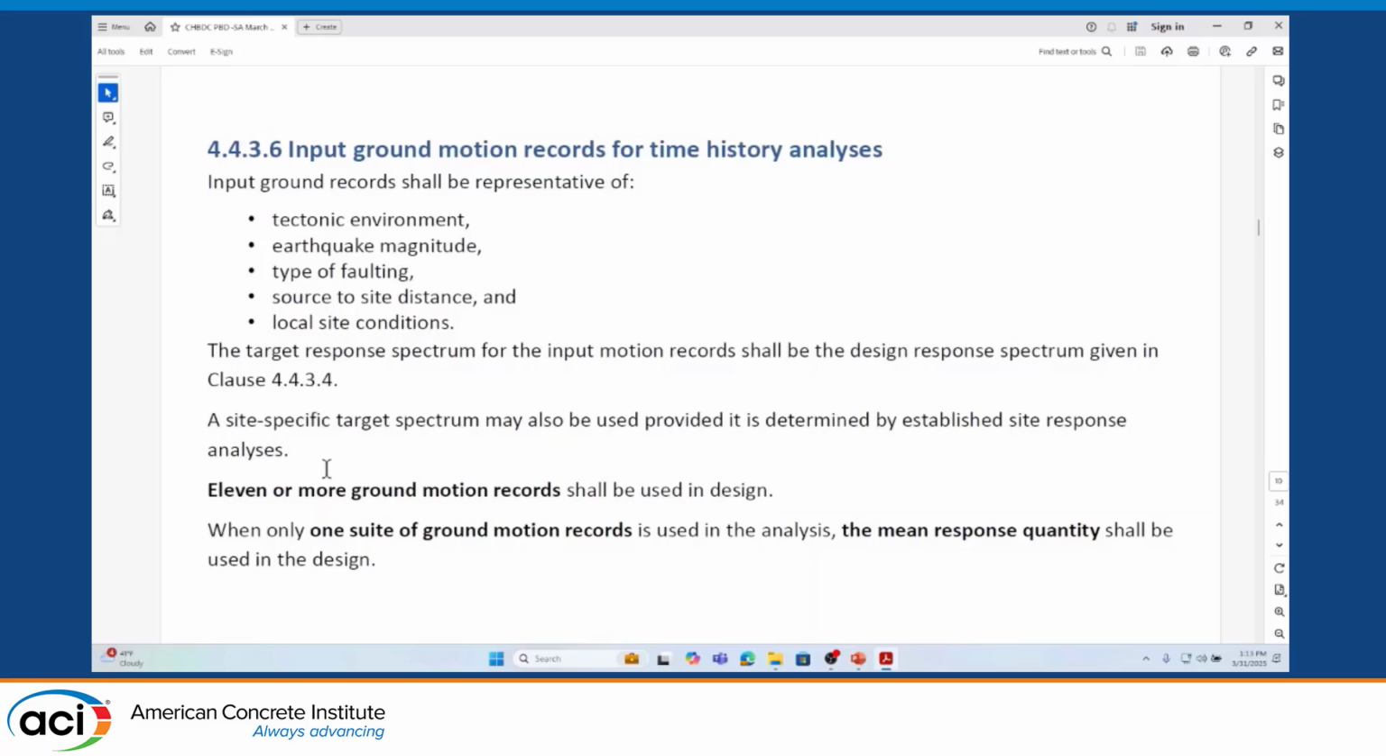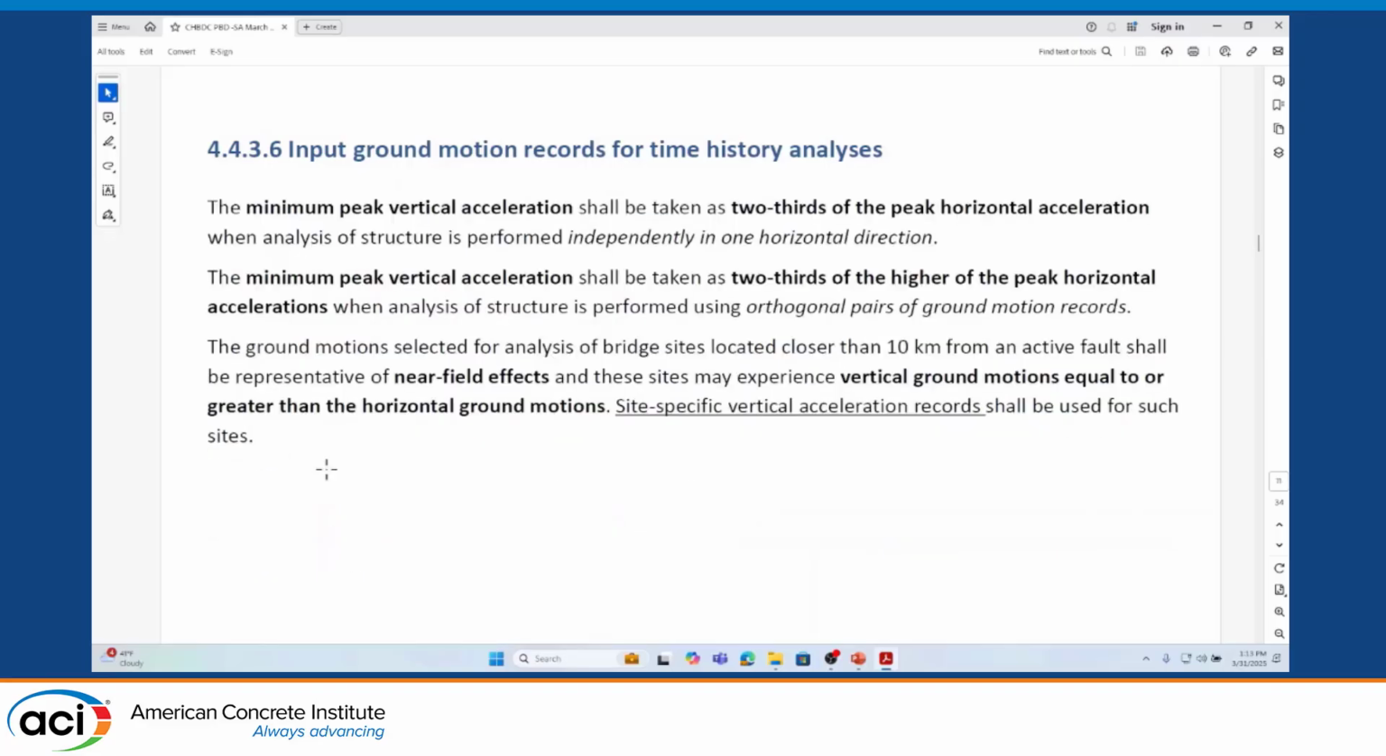And then when you have a suite of ground motions, you have to choose the mean response quantity for your design. Those records, of course, need to be matched with the target spectrum, and the NBC, National Building Code of Canada, prescribes the methodology for that.